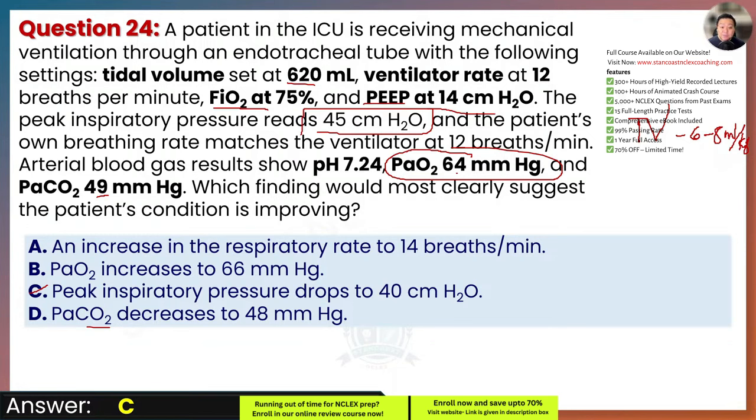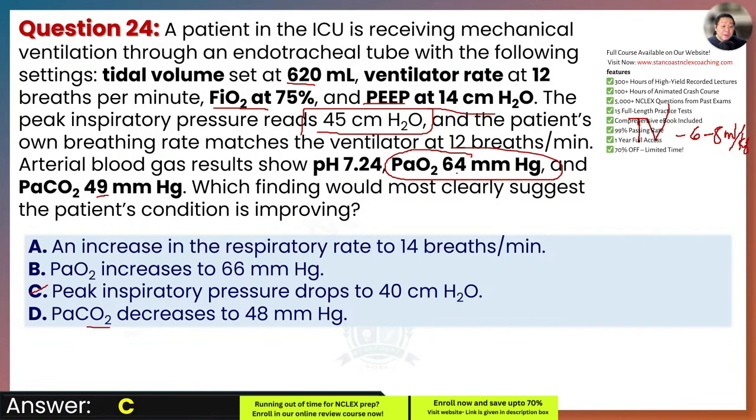However, in terms of the lung function, this small change does not reflect meaningful progress in the patient's clinical condition. Now, how are you going to answer this question correctly? Well, you have to focus on the parameters that directly reflect the lung mechanics and the patient's respiratory condition. And in this scenario, the peak inspiratory pressure is the most telling factor because it directly indicates how easily the lungs are expanding and how much resistance is present.